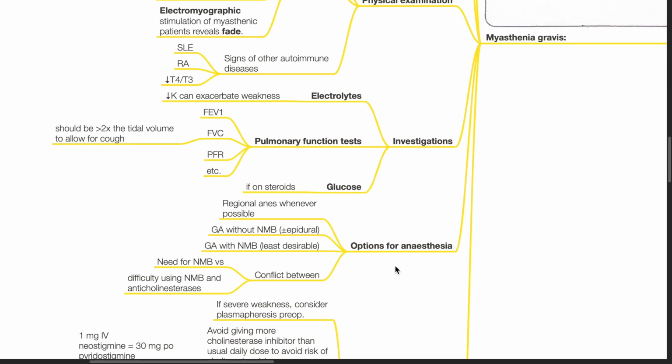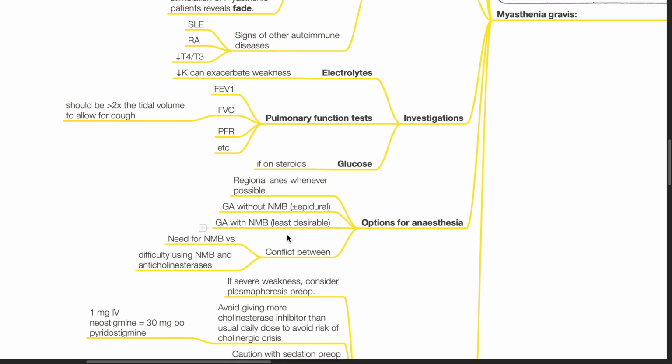Options for anesthesia include regional anesthesia, which is preferred, general anesthesia without neuromuscular blockade with or without epidural, and the least desirable is general anesthesia with neuromuscular blockade. There is a conflict between the need for neuromuscular blockade versus the difficulty of using neuromuscular blockade and associated weakness.